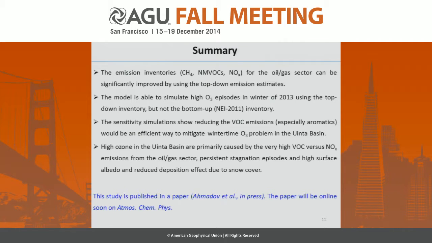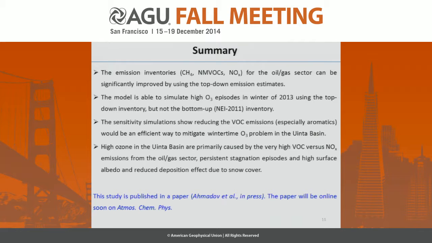Okay, in summary, I want to say that as you have seen, different emissions, such as greenhouse gas emissions, methane, and non-methane VOCs and NOx, these ozone precursors, those emissions in the bottom-up inventories can be significantly improved by using top-down estimates. The model is able to simulate high ozone only by using our top-down estimates, not the bottom-up EPA inventory.